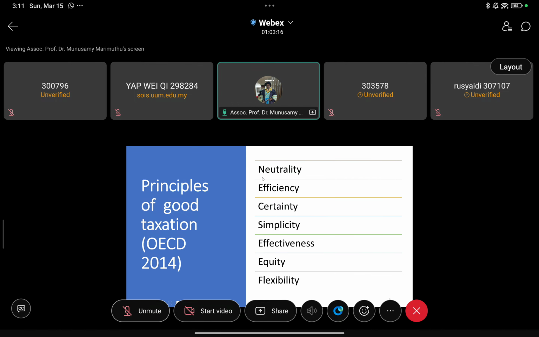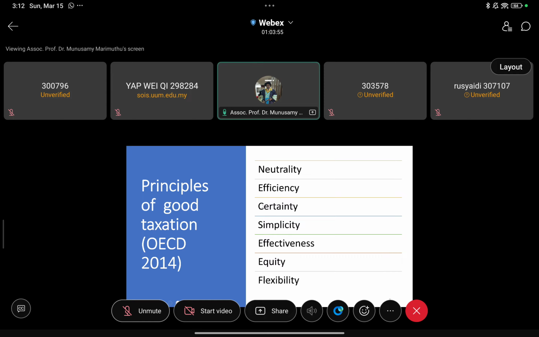Same thing for tax. The tax must be neutral. It cannot be biased for anyone. For certain people tax is less, for certain people tax is more. No, it must be neutral, equal to everyone. Efficient, yes, very important. Tax must be efficient. The moment you send the payment, it immediately goes to the accounts of LHDN. So the system must be very efficient. For e-filing, it's very efficient. The moment you enter, everything is helpful. Very fast, you can send the documentation or send the tax.